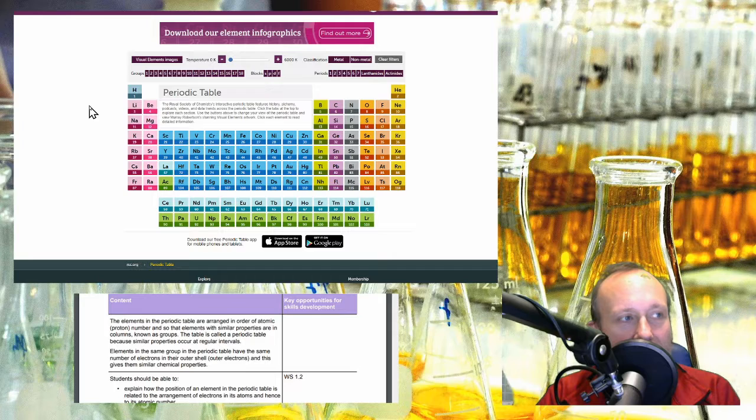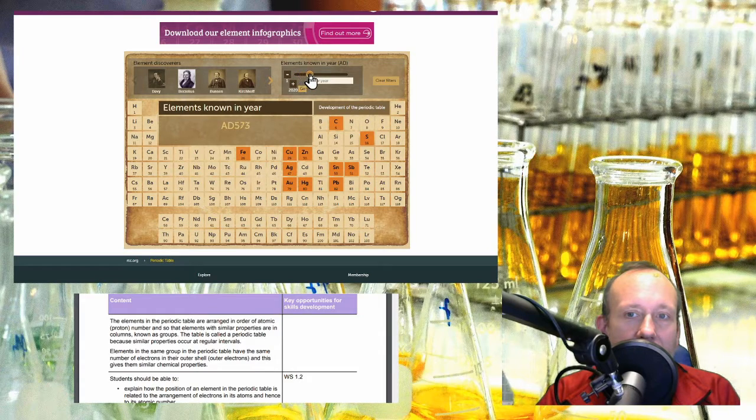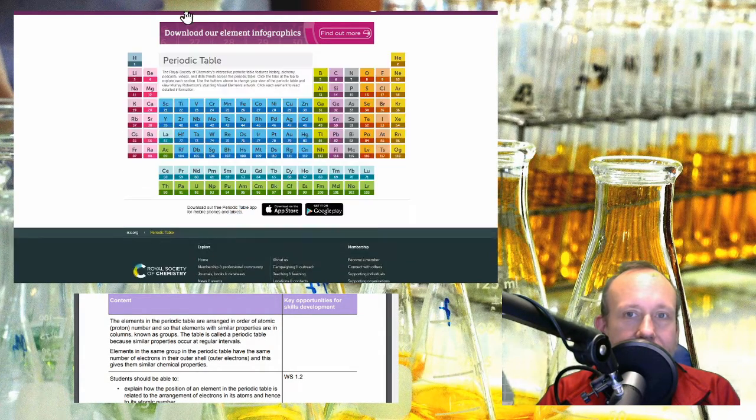From the video on the development of the periodic table, we know that initially not all elements were known, and when more were known, they were arranged in order of their mass. You can look this up on the Royal Society of Chemistry's interactive periodic table. There's a history button, and you can see which elements were discovered. I showed you that last time as well.